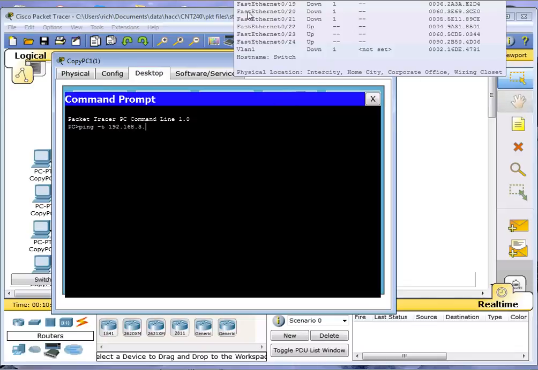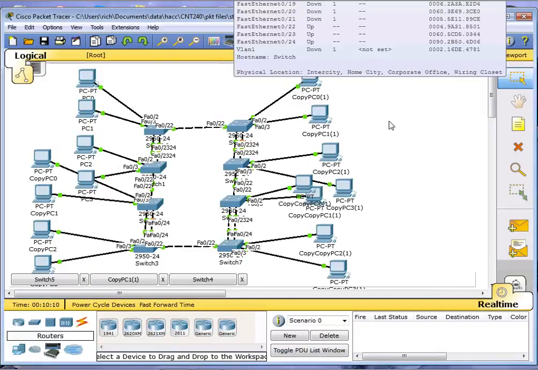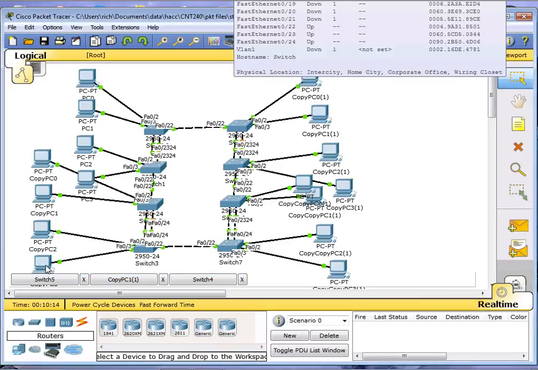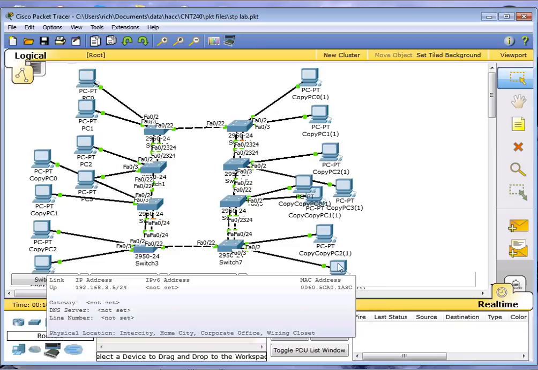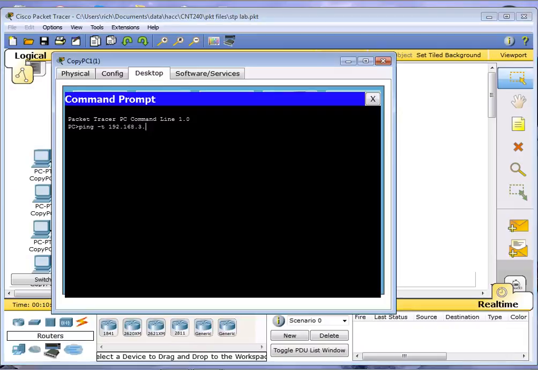I don't know why those ports up there won't go away. They're annoying me. Anyway, we're going to ping this guy right here, 3.9. So we're going to ping from this PC to 3.9 in this case.